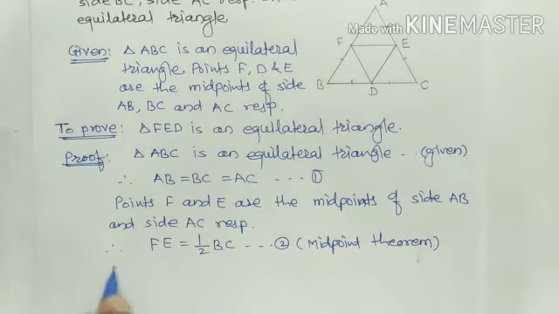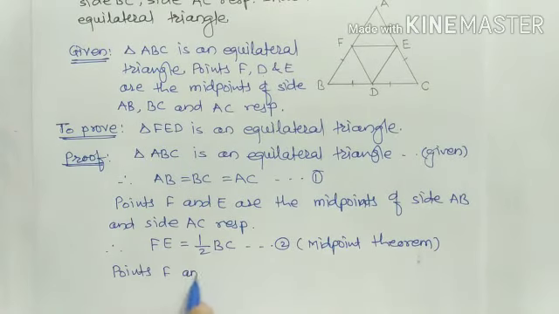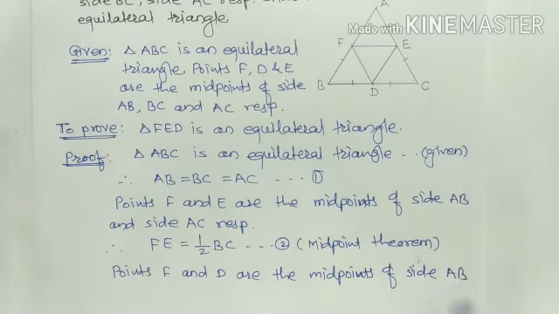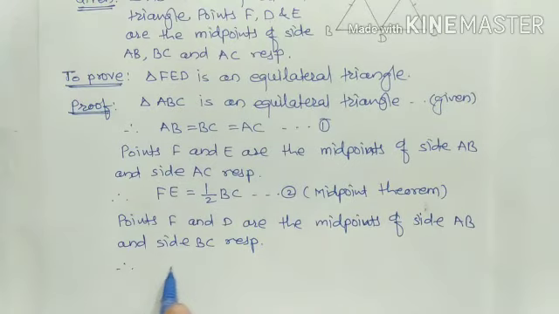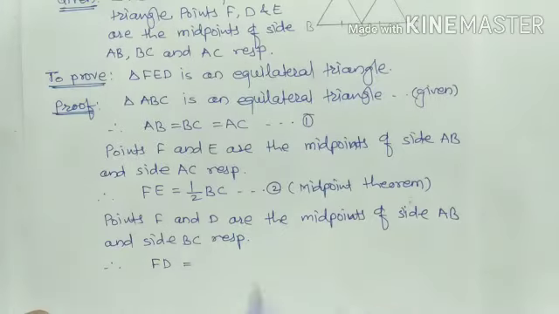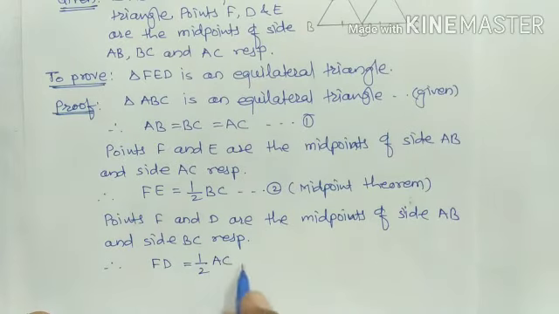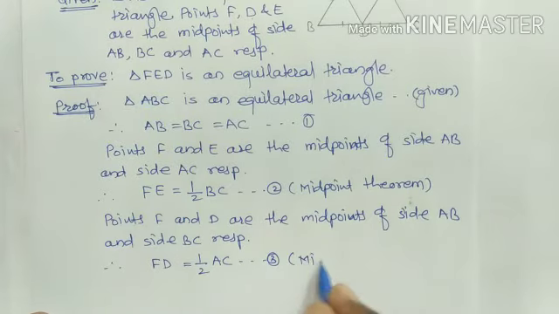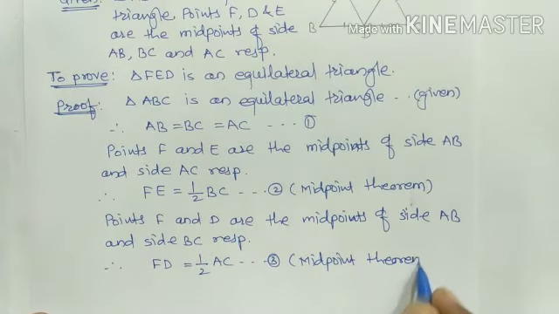Now points F and D are the midpoints of side AB and side BC respectively, because F is the midpoint of side AB and D is the midpoint of side BC, and therefore FD, the segment joining the midpoints of any two sides of a triangle, is parallel to the third side and is half of it. So FD parallel AC and FD equals half AC. Here we do not need to show parallel, because we only have to show that all sides of triangle FED are congruent. So we write by midpoint theorem.